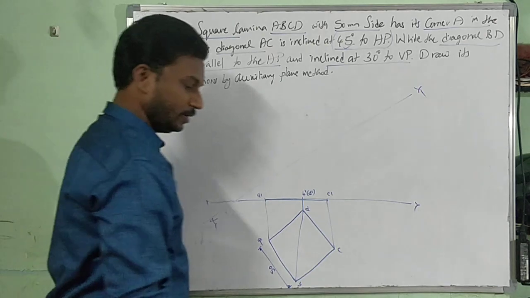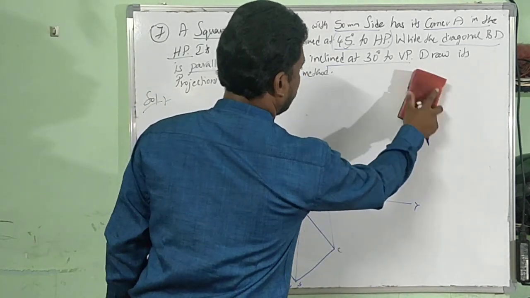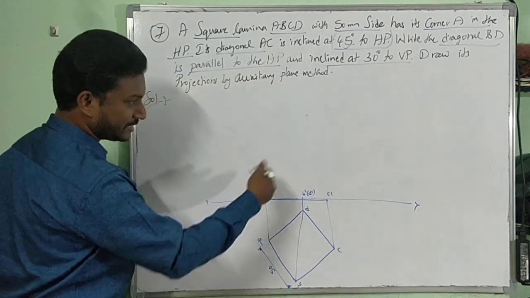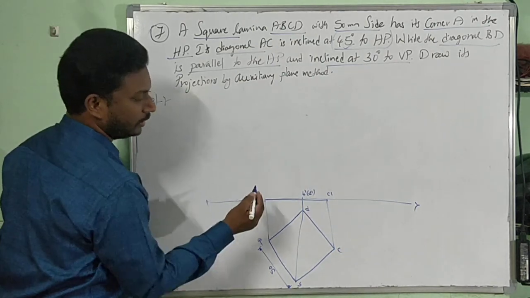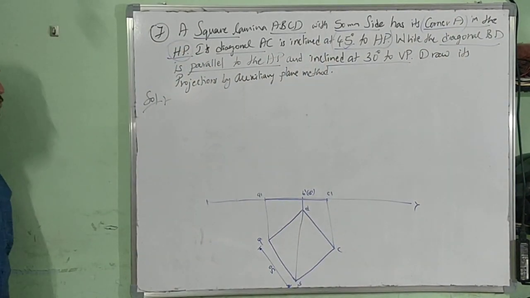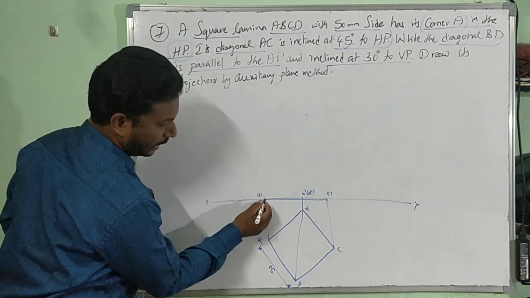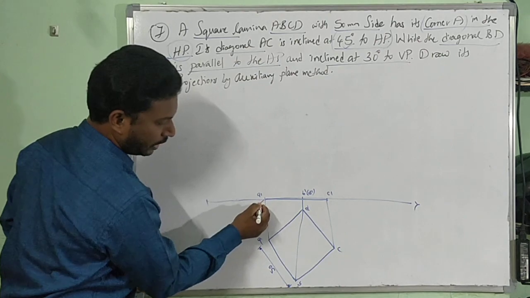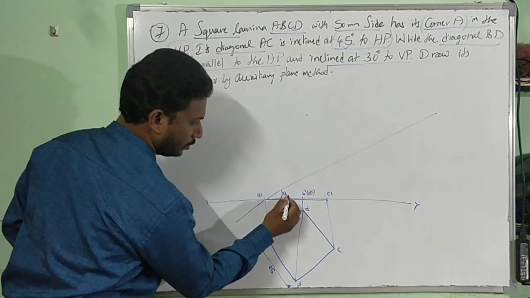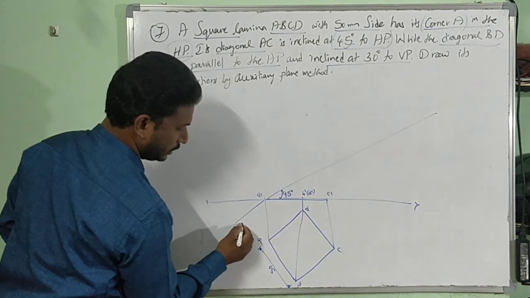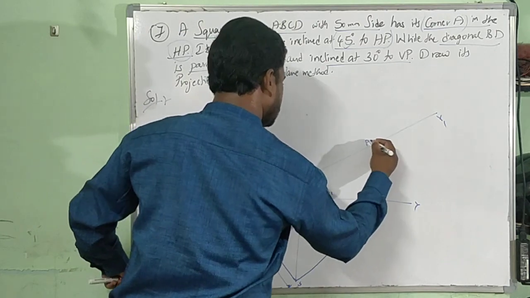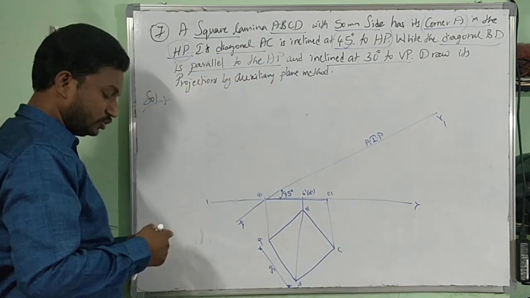But here it's wrong. Why is it wrong? This is a small twist which we have in the problems. We should not draw this X1, Y1 anywhere on the XY, but we have to draw it at A dash. Why? Because corner A is in the HP. That is the reason. Here we have to select that particular point, keep your protractor, and draw a line at an angle of 45 degrees. This is X1, Y1, which you can write as auxiliary inclined plane, which is used to determine what?